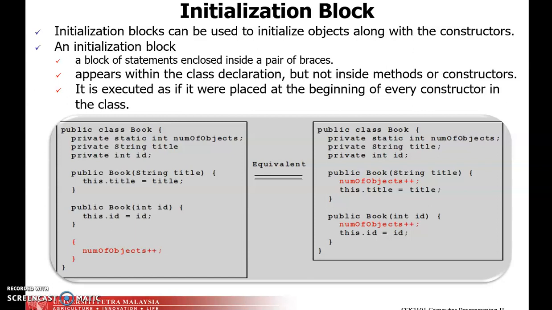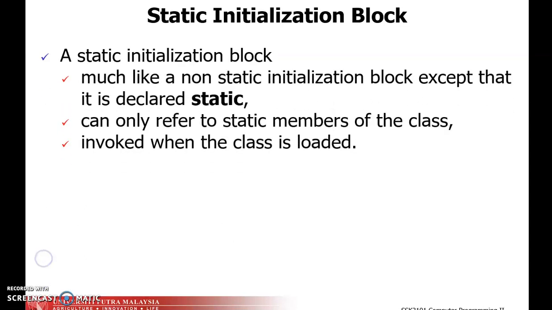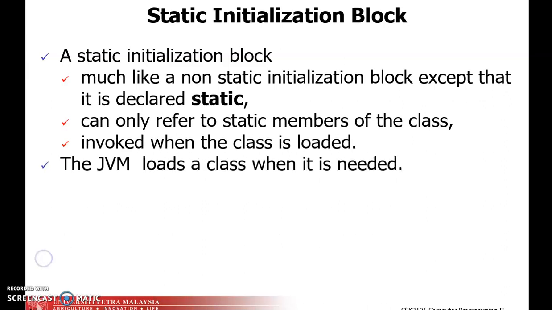The following program example illustrates how an initialization block can be written in a more specific way as compared to the traditional or common program. An initialization block can also be declared as static so that it can only refer to static members of the class and is invoked when the class is loaded by the Java Virtual Machine. To get a better illustration, there is a program example for us to observe and implement. Altogether, there are 3 classes in the example.